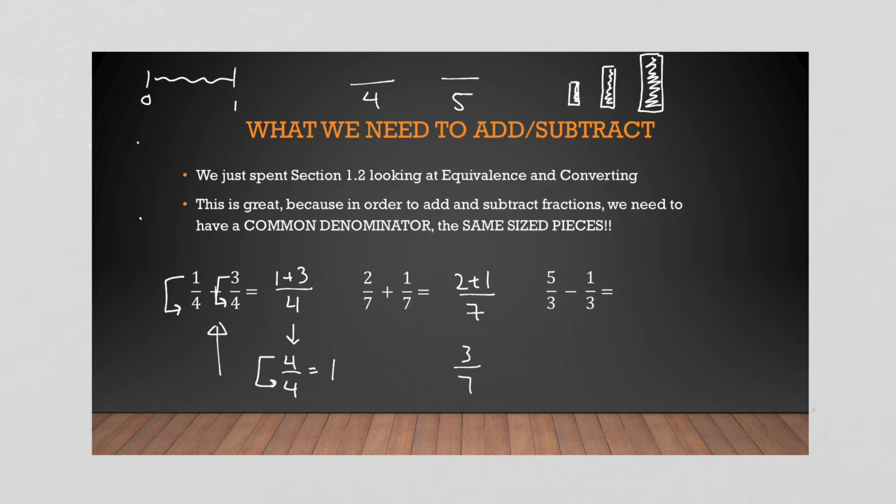So the second one, I have a common denominator, so it's 2 plus 1 over 7, which is 3 over 7. So this stuff's really easy when you already have a common denominator. Again, I have 5 minus 1 over 3, which means I have 4 over 3. Improper fractions are fine. Don't bother converting to mixed. It's just more work than it has to be. So it's easy when you have a common denominator.